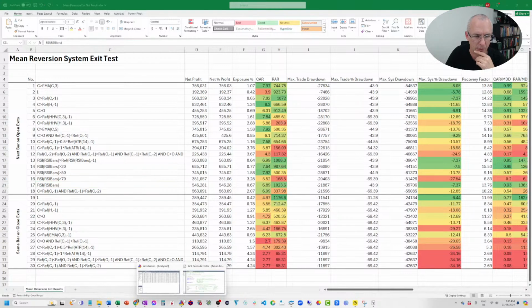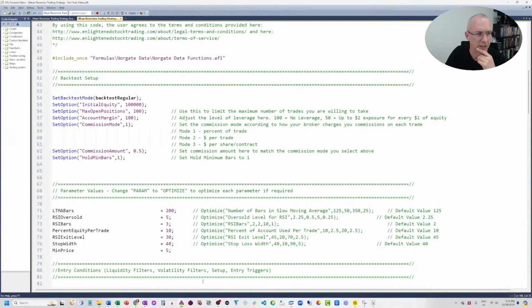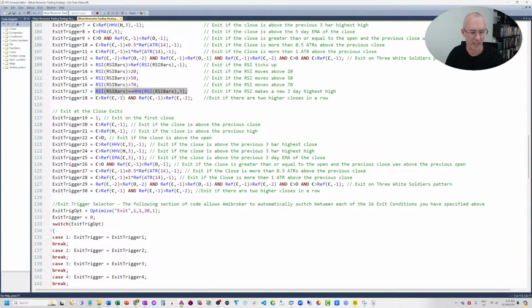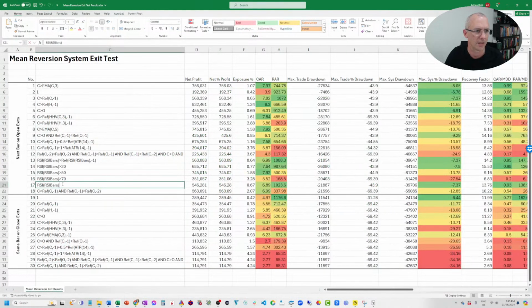Let me just pull up the code. Exit 17. Here it is. The RSI is the highest it's been in the last 3 bars. That's kind of cool because I've never tested that one before. So this exit actually looks pretty nice.